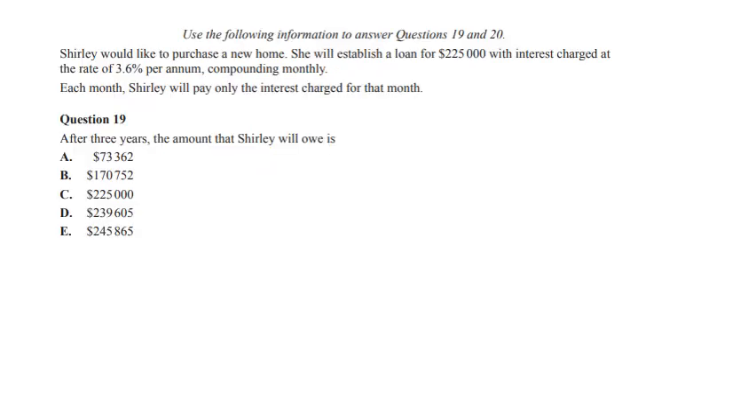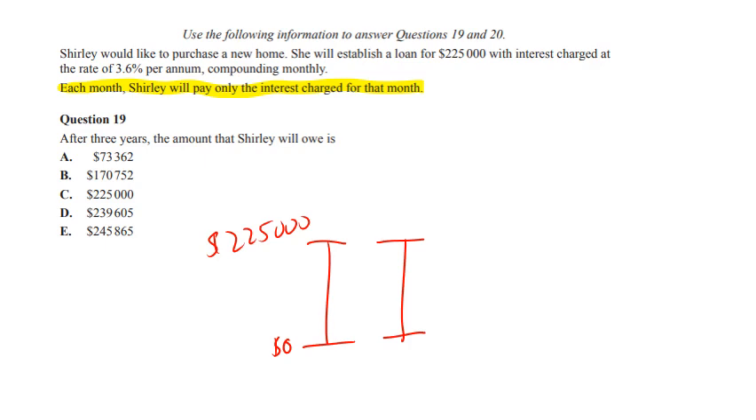Okay, a few people got sucked in by this question. It says each month she will only pay the interest charge for that month, so it's an interest-only loan. So you can imagine you start off with $0, and then your 225,000, and then next month you've got the 225,000, and then you've got this amount of interest, but she pays that off, so you're back to 225,000. And this happens every month. You just kind of reset, you just keep going. It's an interest-only loan.